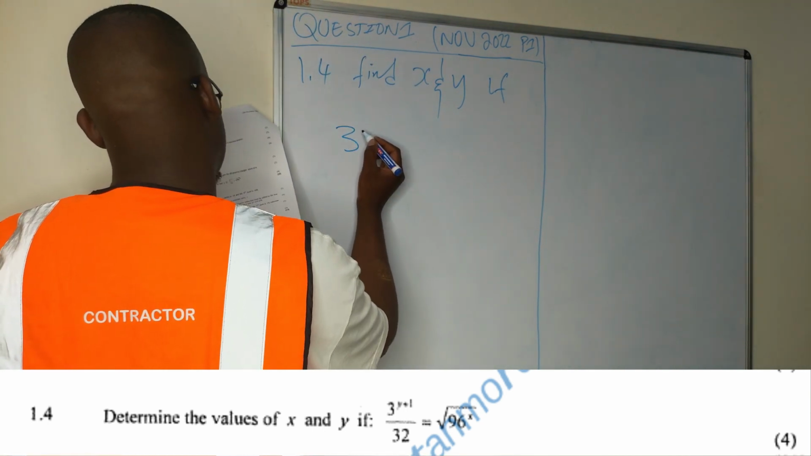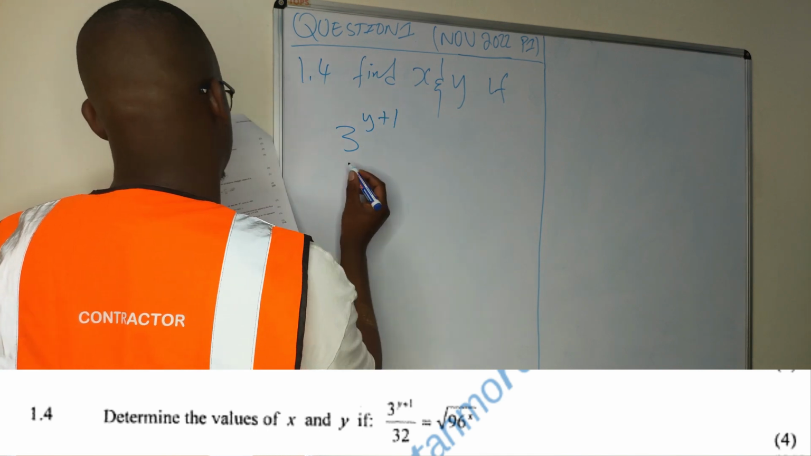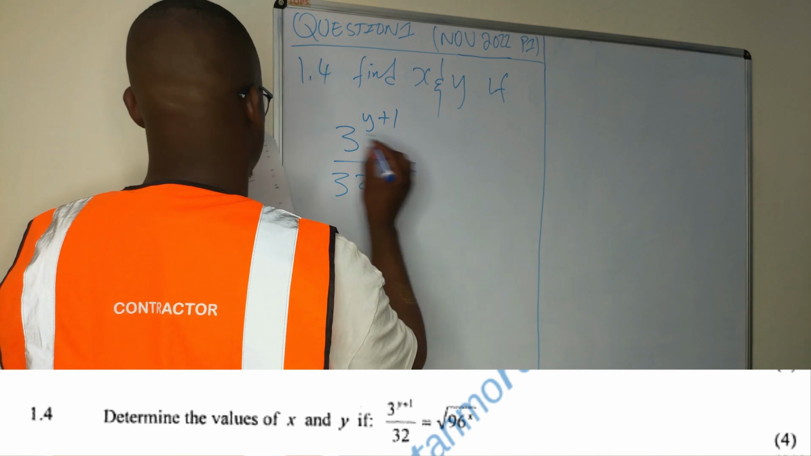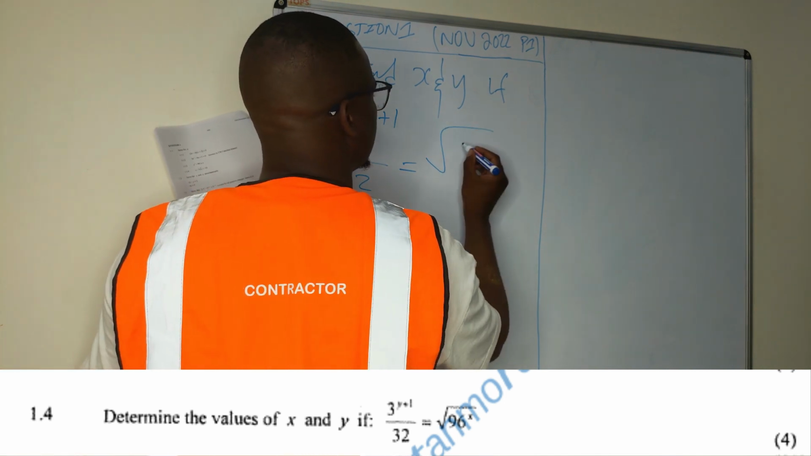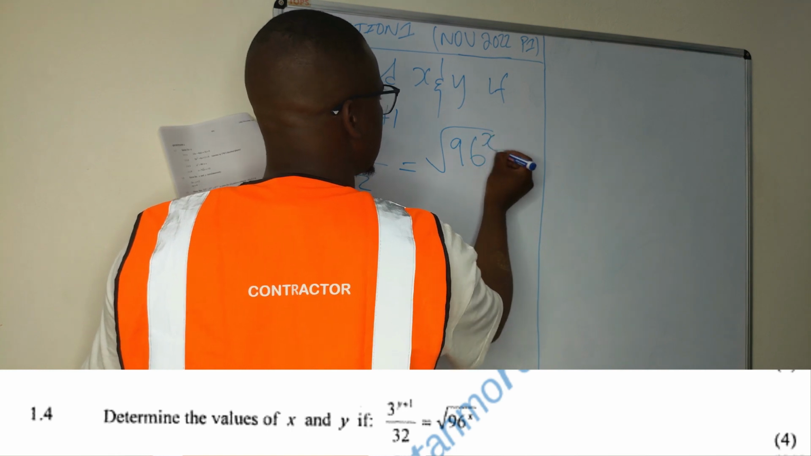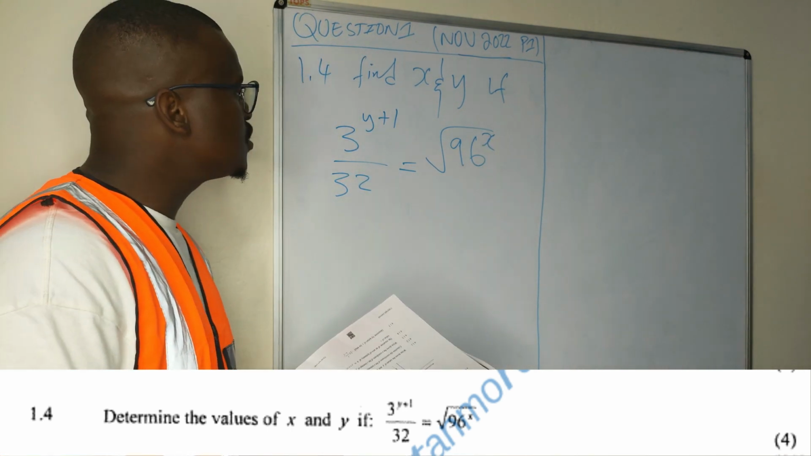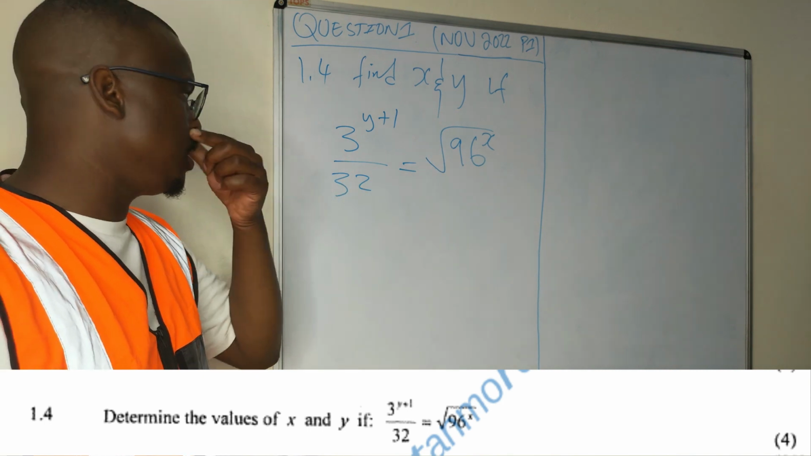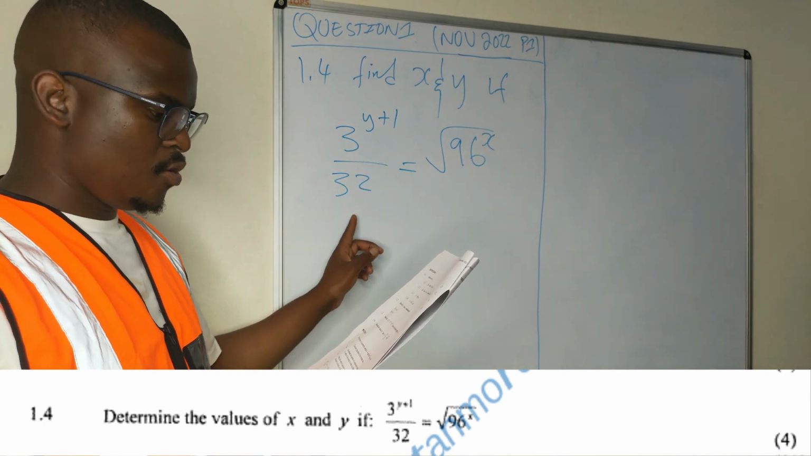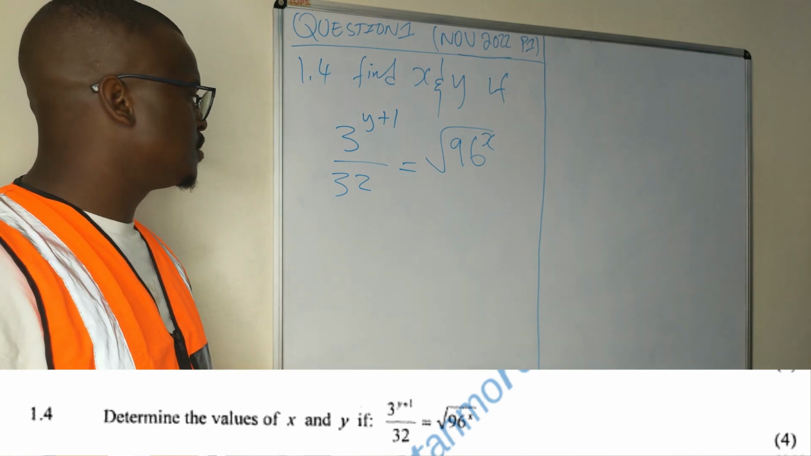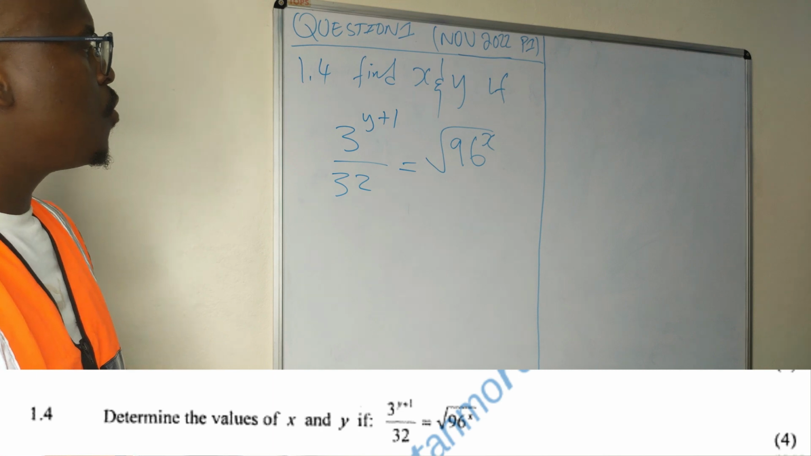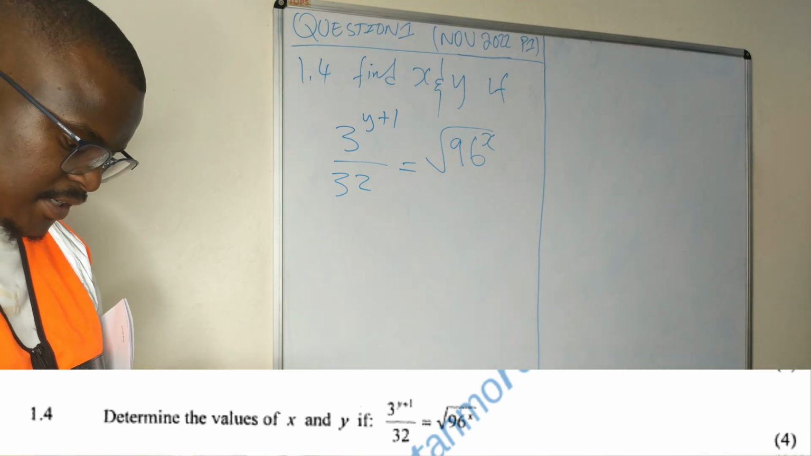3 raised y plus 1 over 32 is equal to the square root of 96x. So they're saying find the values of x and y if 3 raised y plus 1 over 32 is equal to the square root of 96x. To do this, ask yourself, what are the factors of 96? Find the factors of 96.